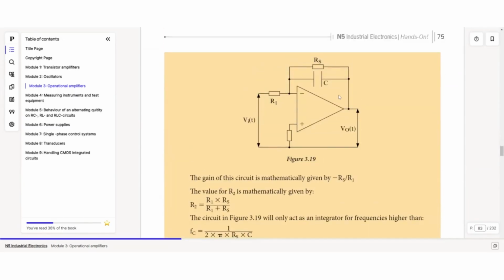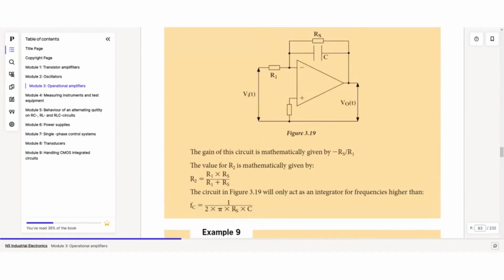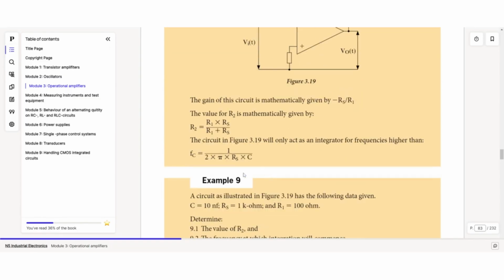So here's the practical integrator circuit. Again, the gain is just going to be RS over R1, so you're basically limiting the gain to just that number. The value of R2 is then mathematically given by this formula here. I actually forgot, R2 is this resistor here on the non-inverting input, so you have to also account for that. It's calculated as if R1 and RS are in parallel together.